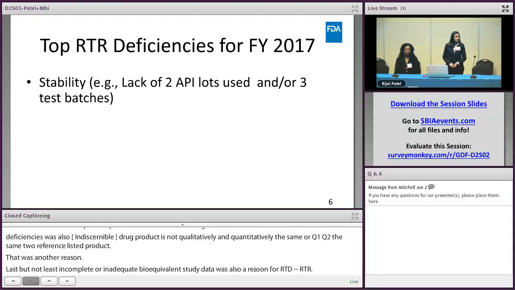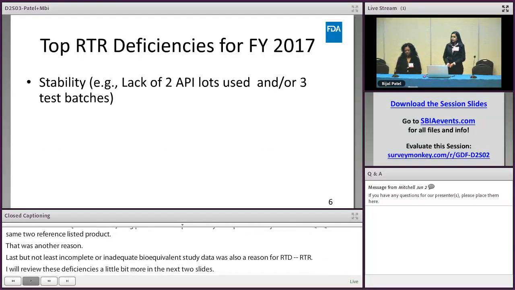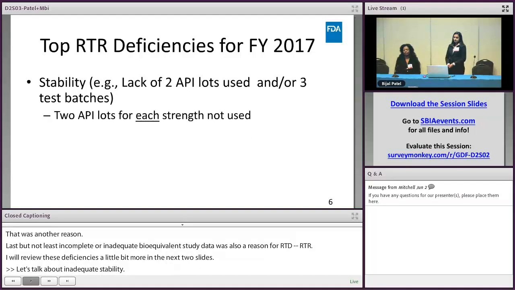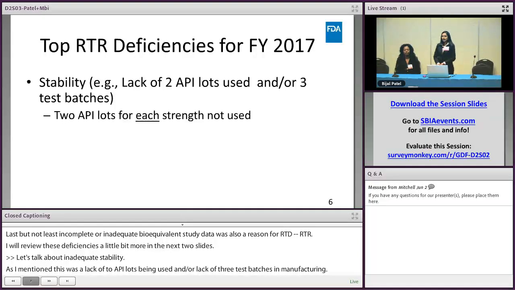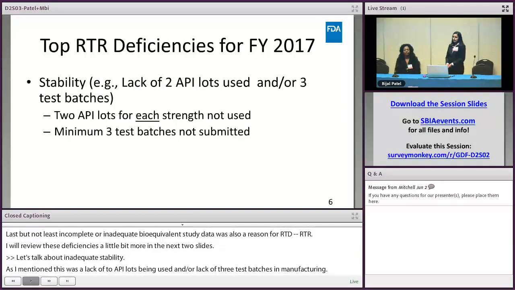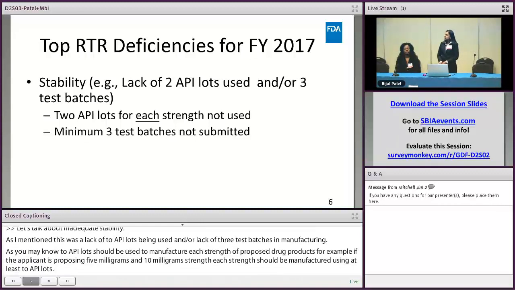So let's talk about inadequate stability. As I mentioned, this was lack of 2 API lots being used and or lack of 3 test batches being manufactured. So as you may know, 2 API lots should be used to manufacture each strength of proposed drug product. For example, if the applicant is proposing 5 milligram and 10 milligram strength, both strengths should be manufactured using at least 2 API lots. Also, minimum of 3 test batches should be manufactured, and data must be submitted for all executed batch records in clear and legible format as per the guidance recommendation.